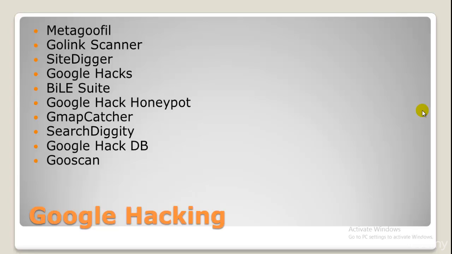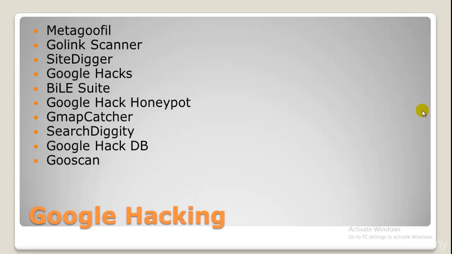Google Hacks, as I told you, is a compilation of carefully crafted Google searches that expose novel functionalities from Google search and map services. We have BiLE Suite, that stands for bidirectional link extractor, and it then applies a simple statistical weighing algorithm to deduce the websites that have the strongest relationship with the target site. Then we have Google Hack Honeypot, which is the reaction to a new type of malicious web traffic actually, and it is a search engine for hackers.